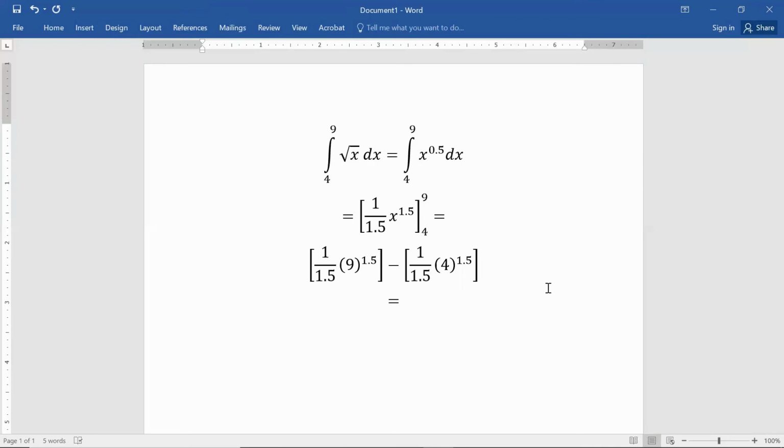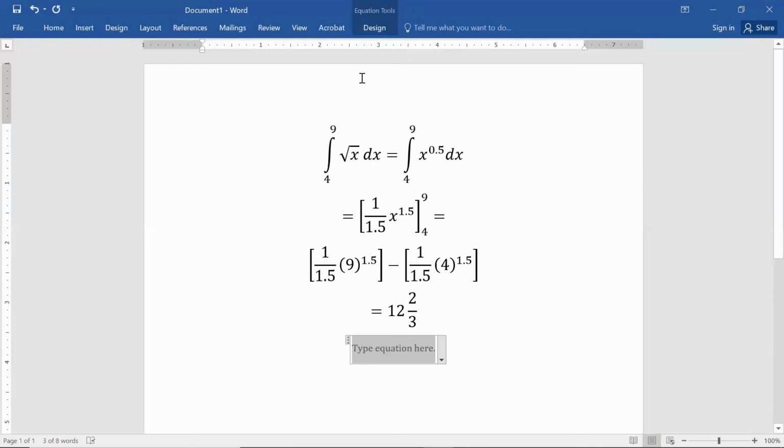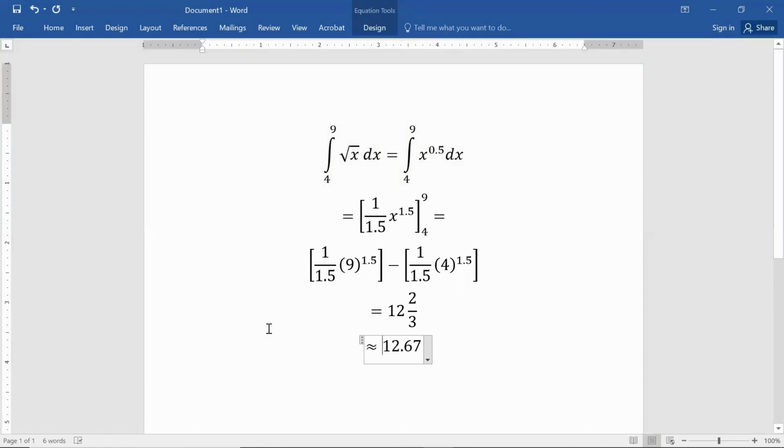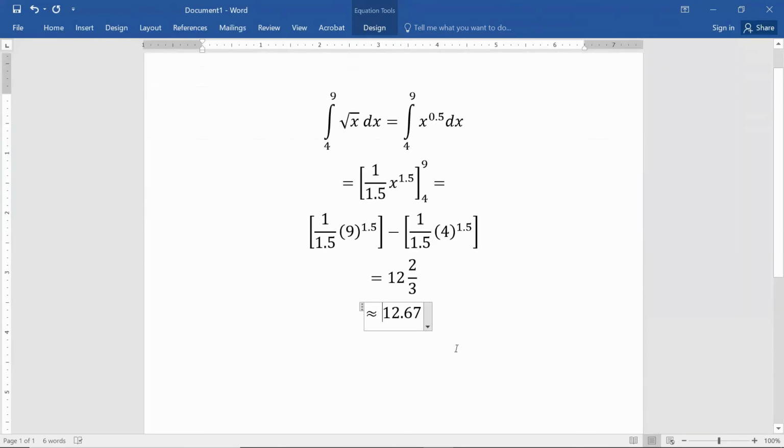I did that all in a line, and I ended up with 12 2/3 as my exact answer, and that is approximately 12.67 when I round to 2 decimal places. We could get that approximate symbol out, but I'll just leave it as an equal to symbol. Actually, that's kind of bugging me. So let me hit the approximately equal to, just so that we know it's rounded.